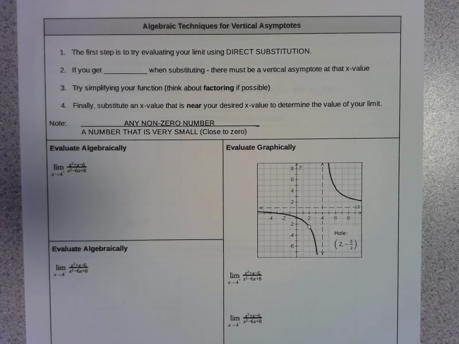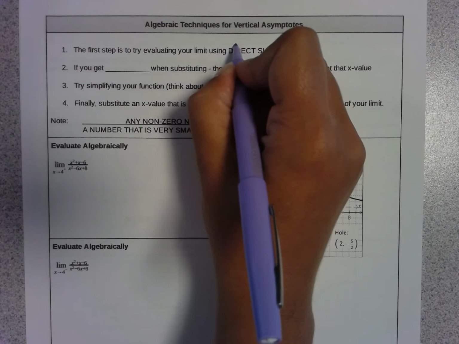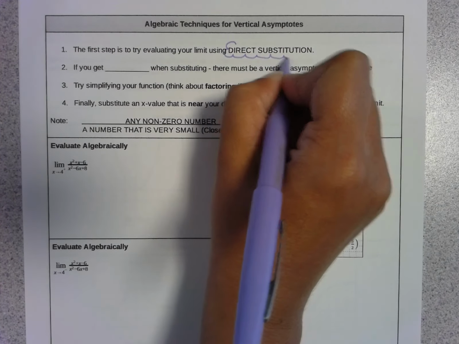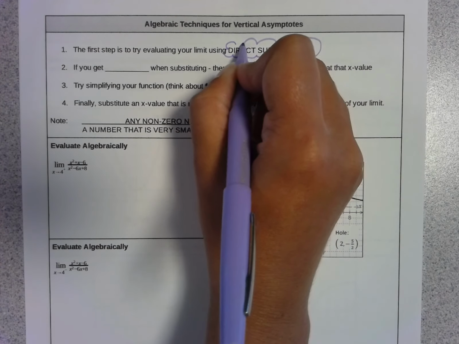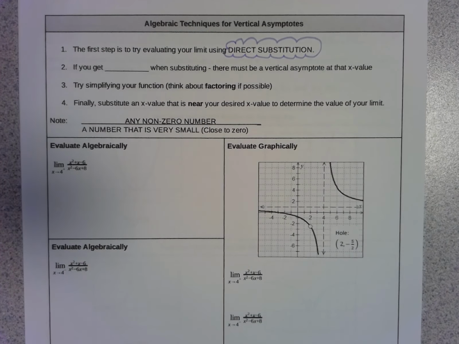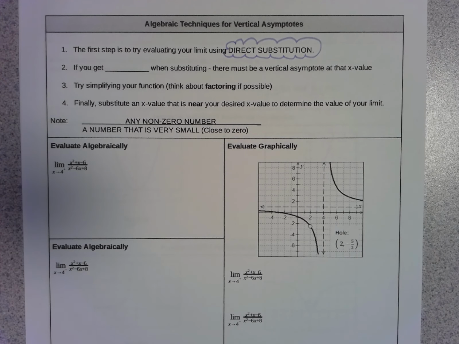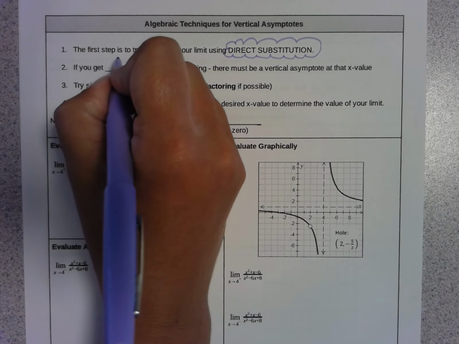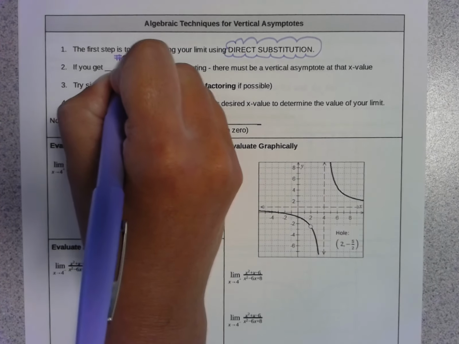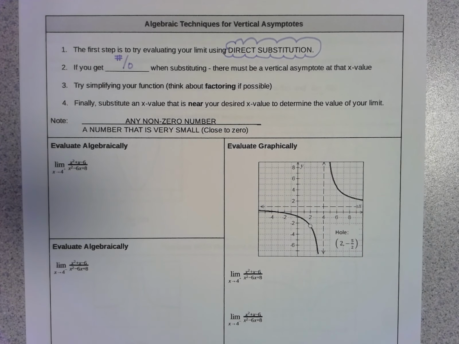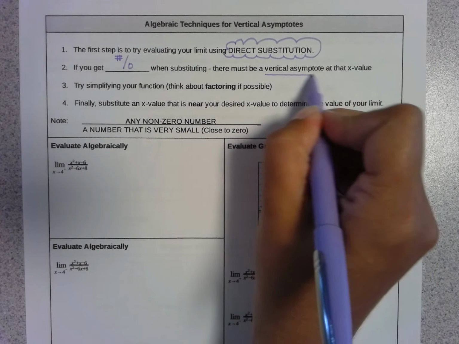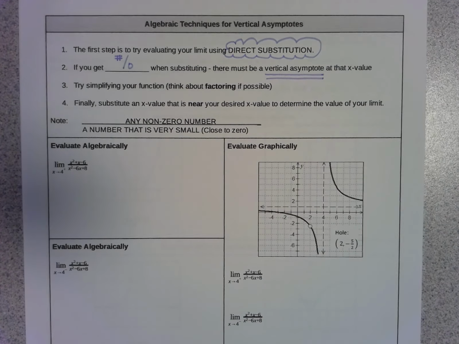Now we're going to do this with algebraic techniques. So the first step is to try evaluating your limit with direct substitution. You're going to need to try direct substitution all the time. That's step number one whenever you have a limit. If you get 0 over 0 or any number divided by 0 when substituting, there must be a vertical asymptote at that x value.